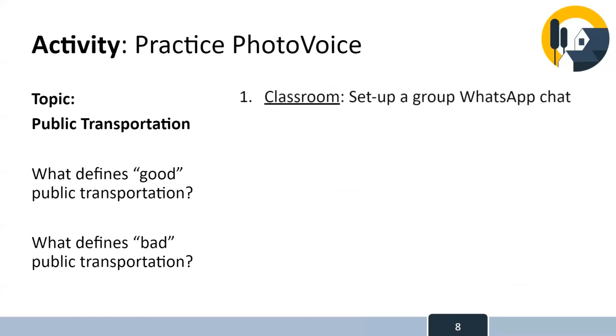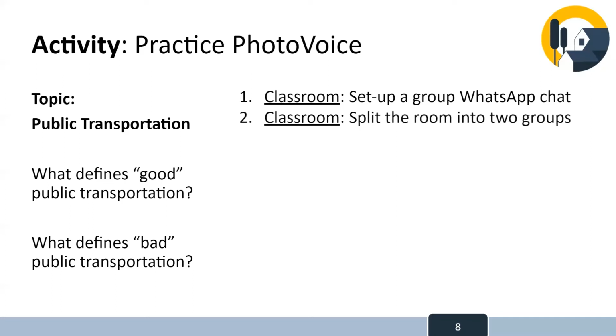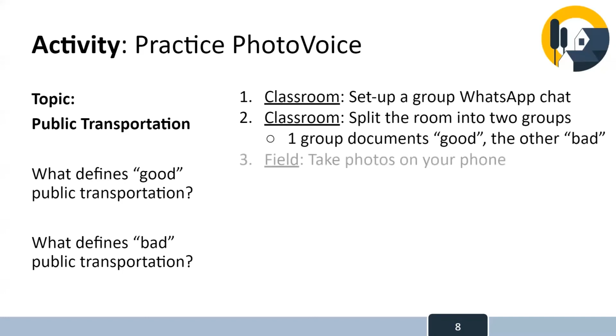And so here are the steps for setting up this activity. First, you're going to create a WhatsApp chat for everybody who's in the class. You can do this earlier in the class, using the registration forms. So by the time you get to this activity, you're going to split the room into 2 different groups. One group is going to answer the question, what makes good public transportation? And the other group will answer the question about what makes bad public transportation.